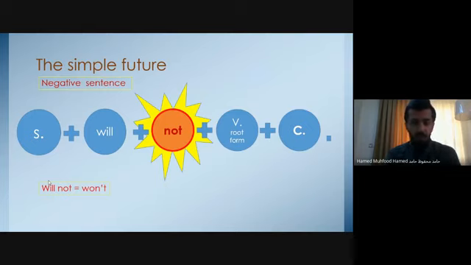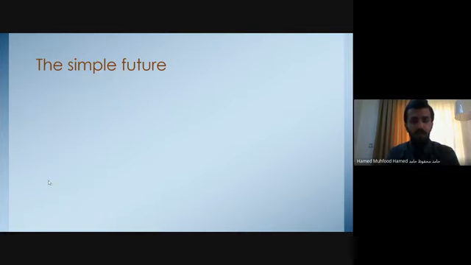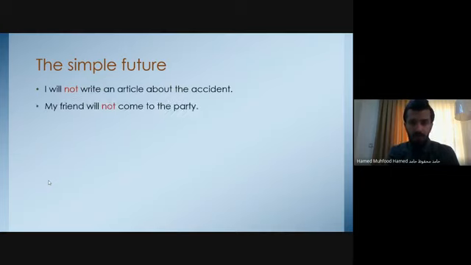We studied now how to form affirmative sentences in the simple future tense. We now studied the negative sentence, how to form a negative sentence in the simple future tense. So now let us see these examples, same ones. I will not write an article about the accident. My friend will not come to the party. Bob and Jack will not call you later.